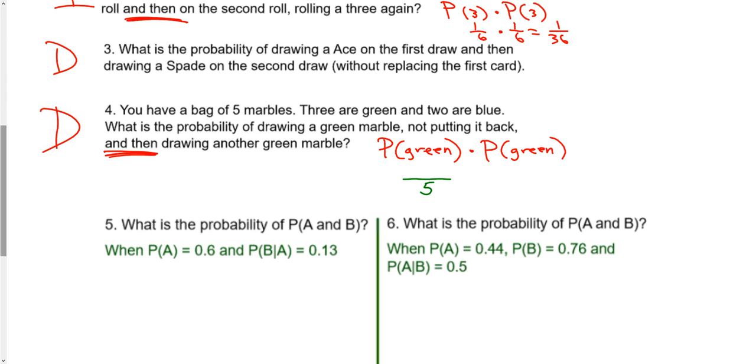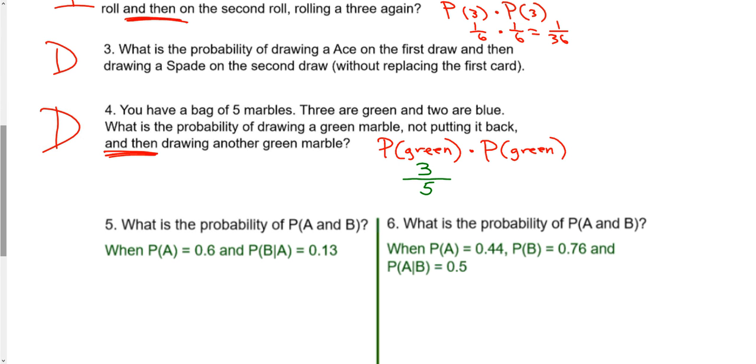And it says 3 of them are green. So the first probability is 3 out of 5. Now, here's where probability gets just a little weird. If I want the same event 2 times in a row, we're going to assume that it happened. So I wanted to pick a green. We're going to say, okay, I got it.